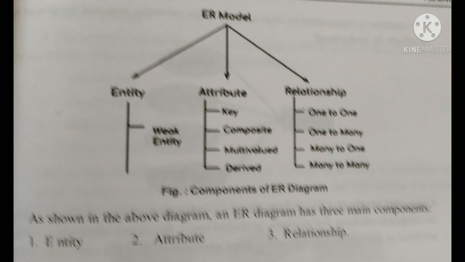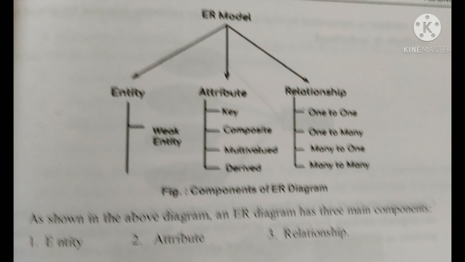Weak entity: an entity that cannot be uniquely identified by its own attributes, and depends on its relationship with other entities, is called a weak entity. The weak entity is represented by a double rectangle.